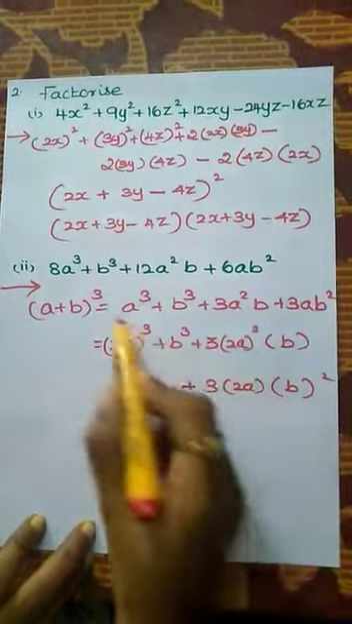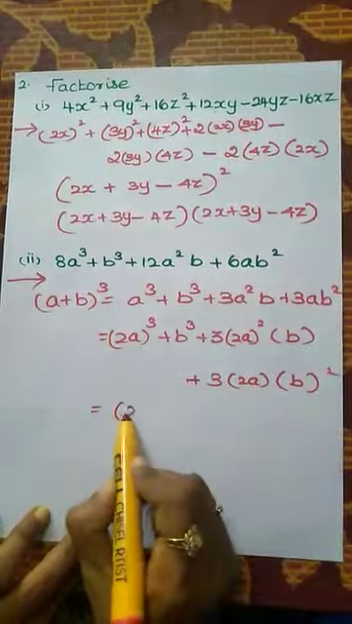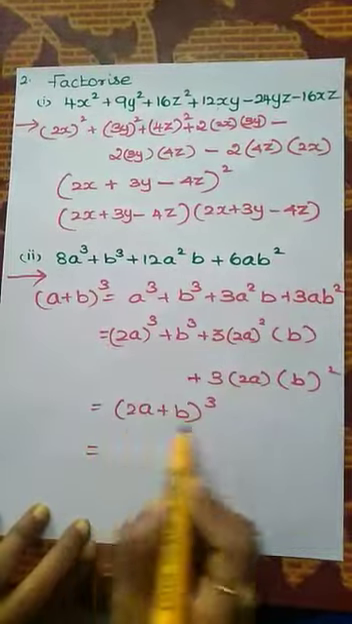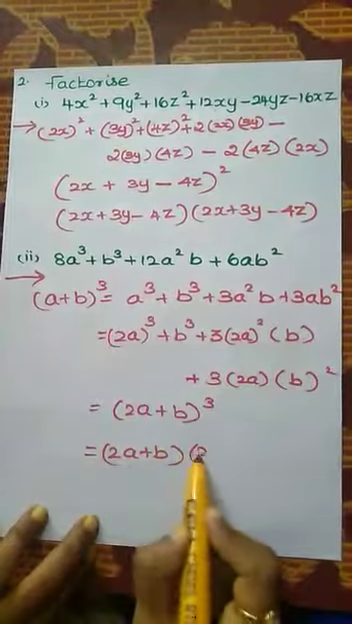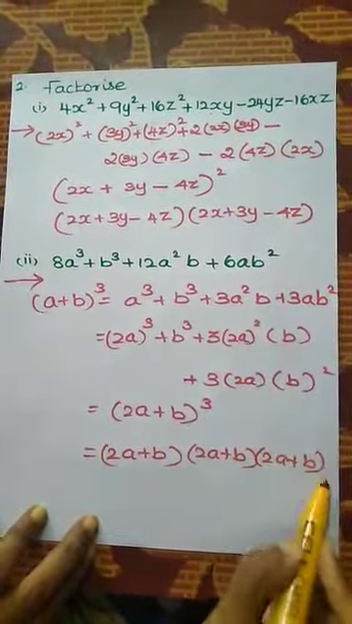So this looks like one identity, that is a plus b the whole cube. So choose the value 2a plus b the whole cube. Now we have to write in the factors format, that is 2a plus b into 2a plus b into 2a plus b. That's all.